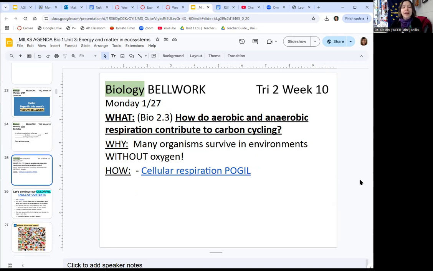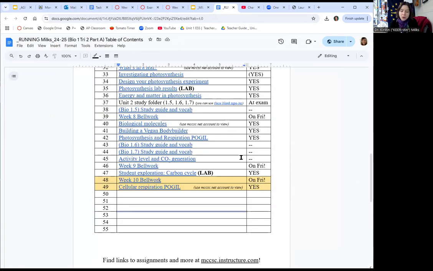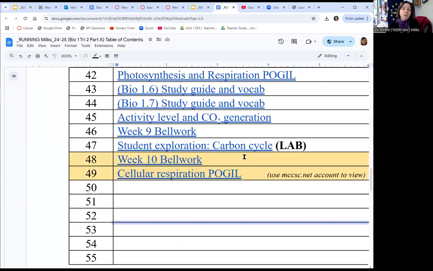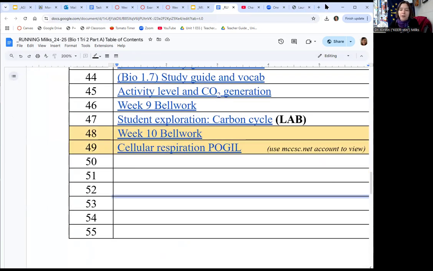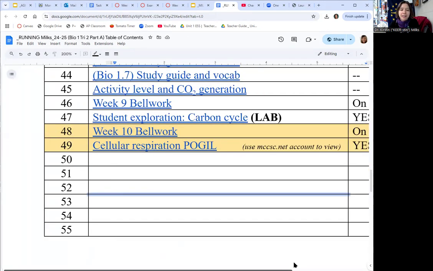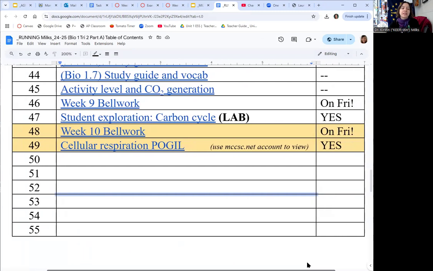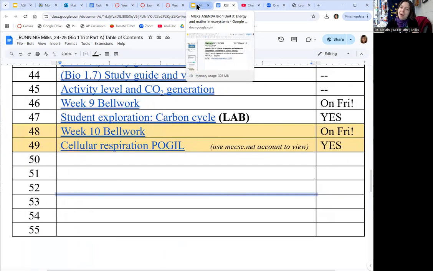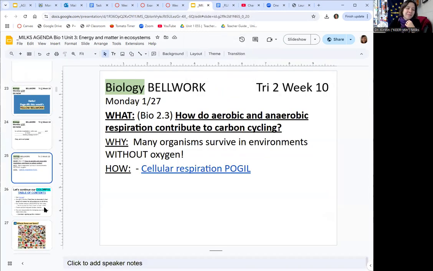All right, today we're thinking about aerobic respiration, which we've learned about, but anaerobic respiration, which we have not yet learned about. So that's what we're up to today, because many organisms survive in environments without oxygen. Two new entries in your table of contents today. The first one is our week 10 bell work. You'll pick one of those up when you are back in class. And then today is the cellular respiration POGL, page 49. Please pause the video and copy that into your blue table of contents page.